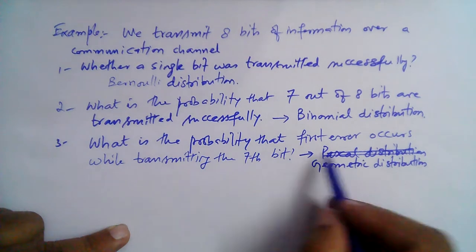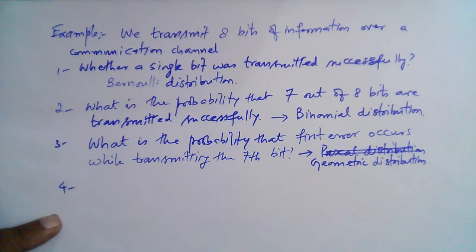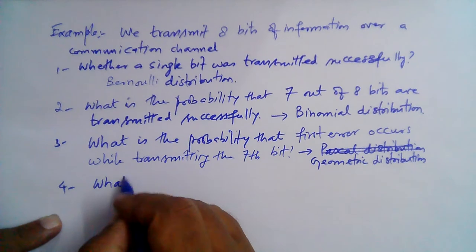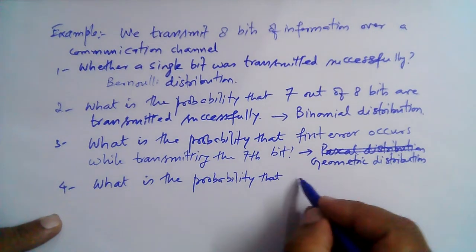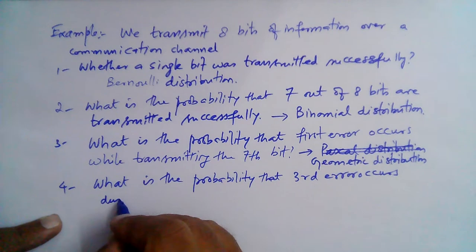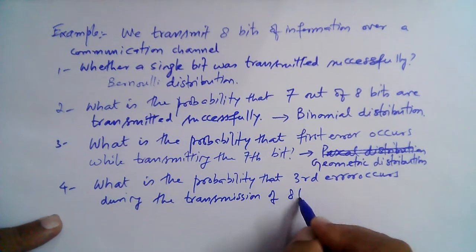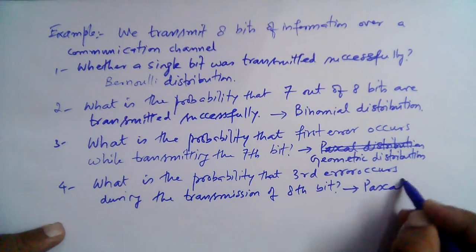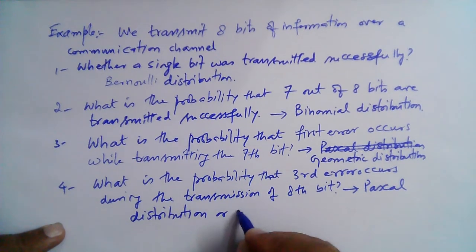This problem can also be solved by Pascal distribution. Pascal distribution is a generalization of geometric distribution. So, for example, a problem related to the Pascal distribution: what is the probability that the third error occurs during the transmission of the eighth bit? Now that is treated by Pascal distribution or negative binomial distribution.